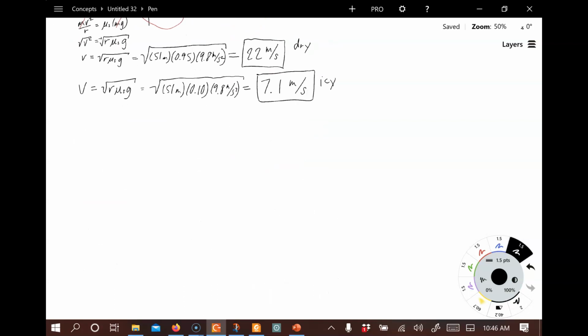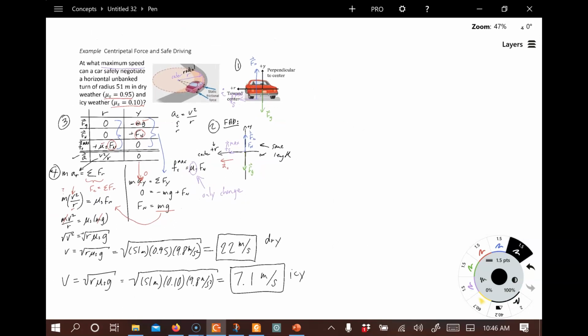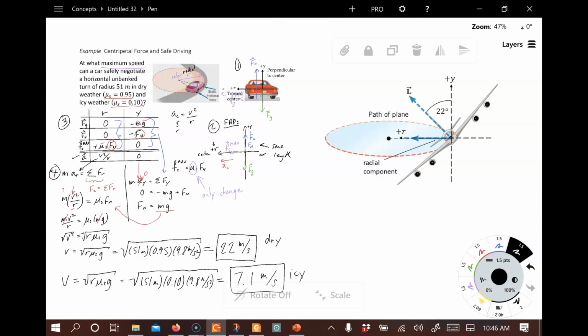Let me help you out a little bit just to visualize that problem here. Maybe right over here. So this is what your problem looks like. It's an airplane going in a circle. In this case, we've got the visualization of the airplane as it's coming straight towards us. It's about to turn to the left, right, in that circle. And again, I've put the plus r and the plus y coordinate system in there.